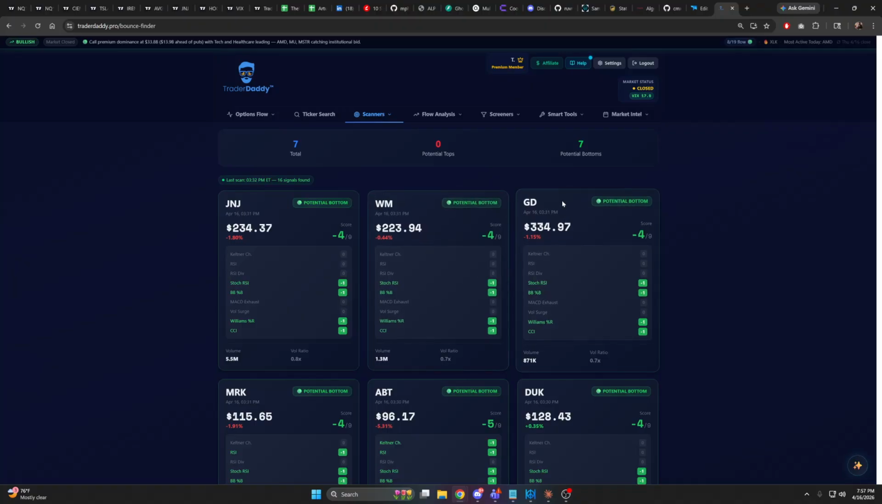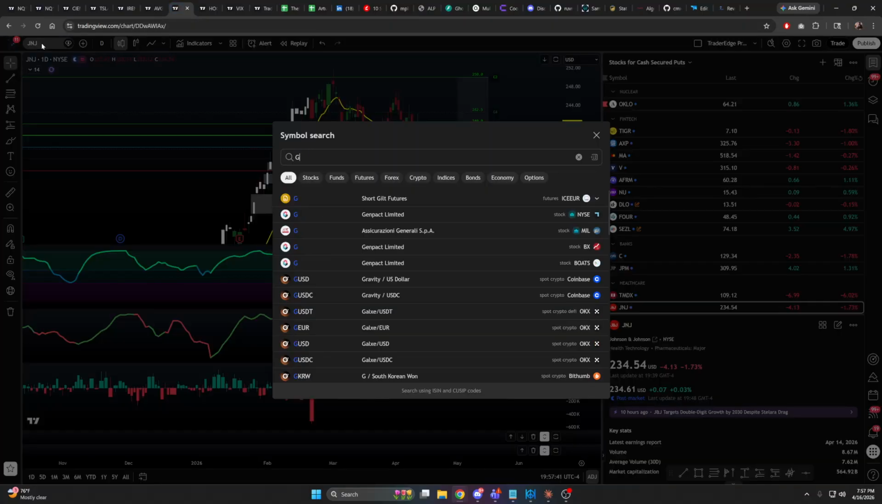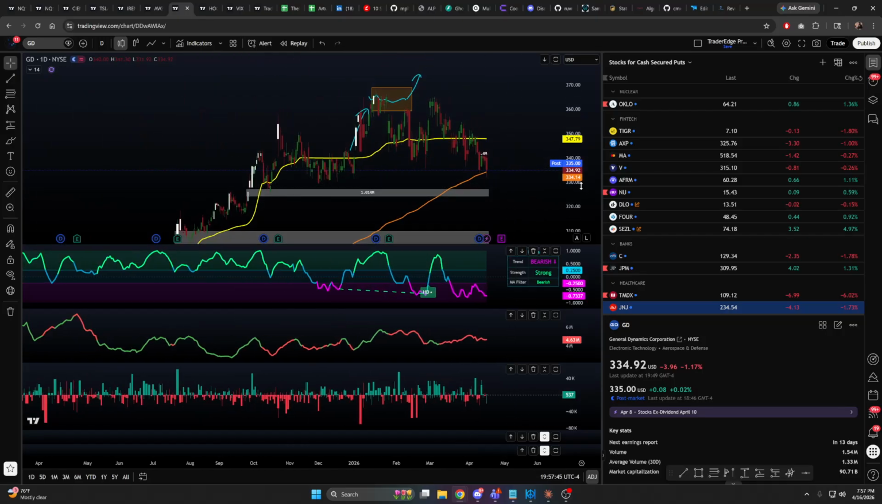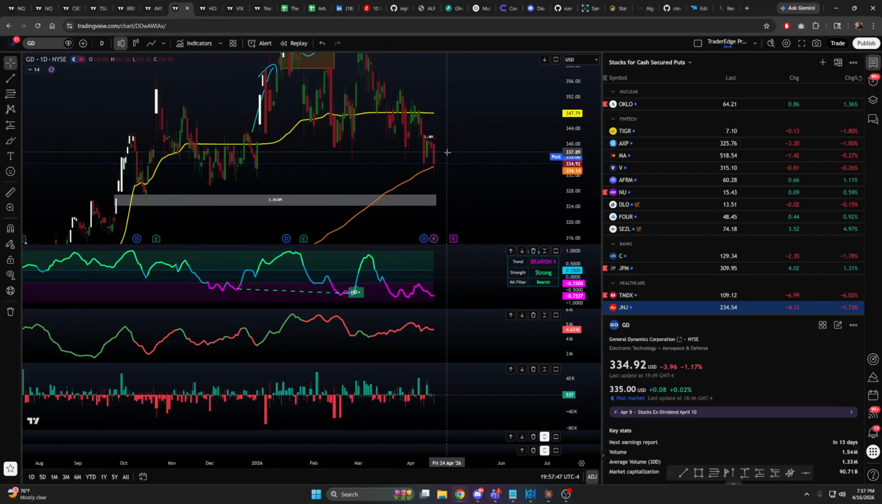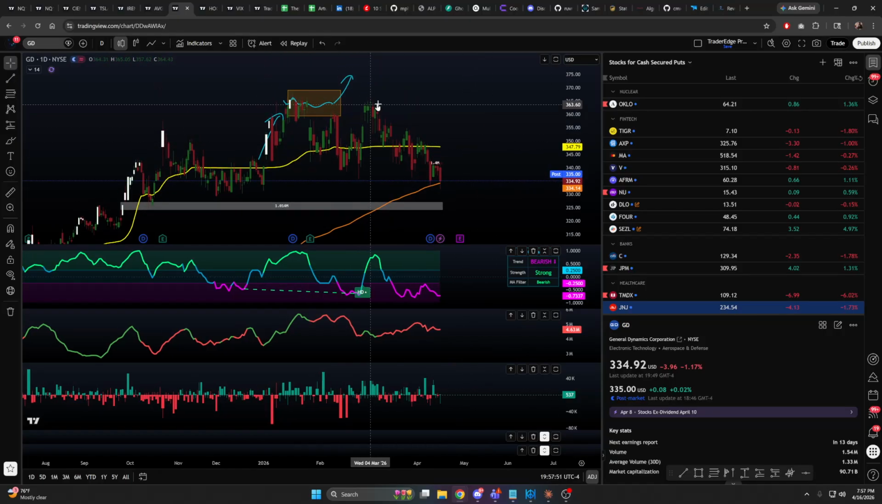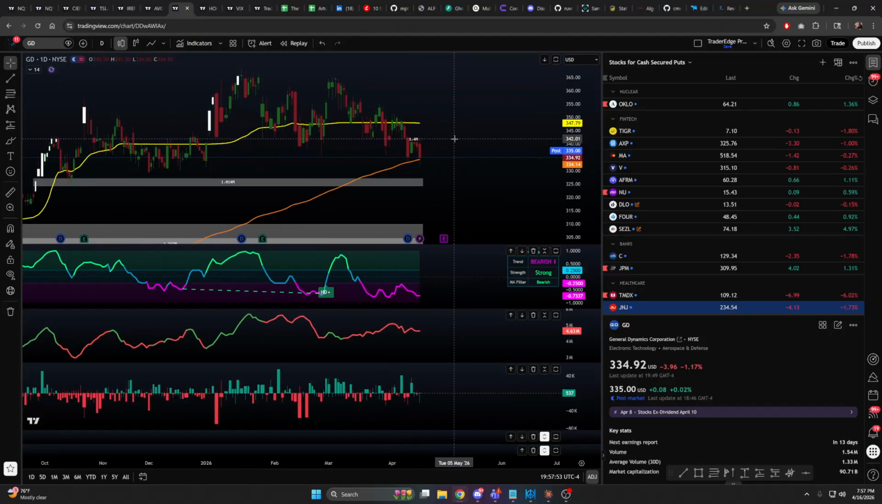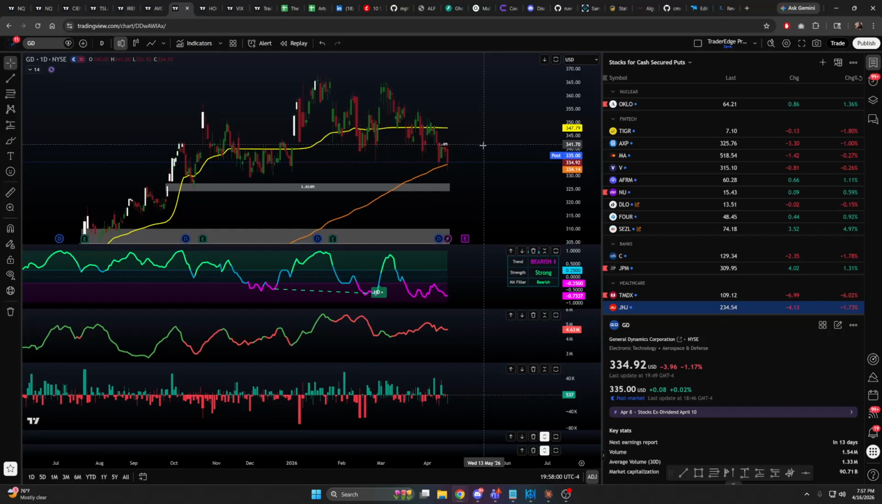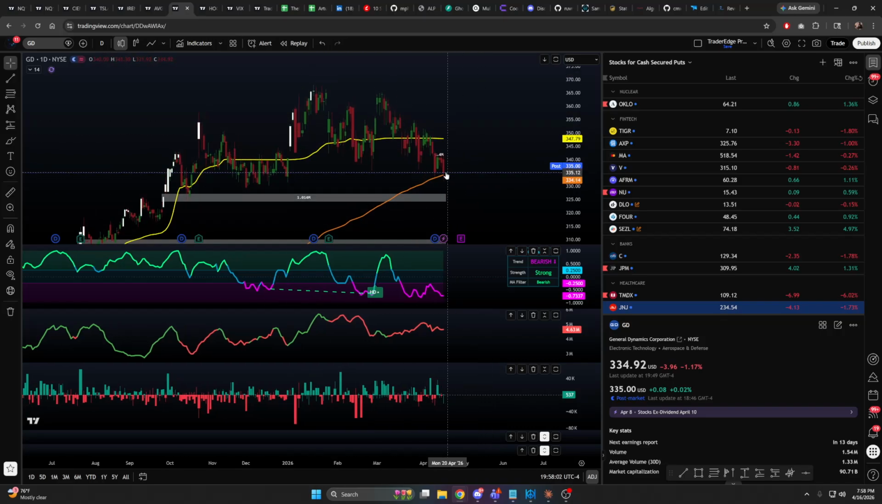And what's JD? For example, General Dynamics. So after today's candle, this is showing oversold. Obviously, I'm not going to play this. I don't like this stock. Yeah, this is aerospace defense. I don't like it, but it is at the 200 moving average. It is showing some potential oversold.